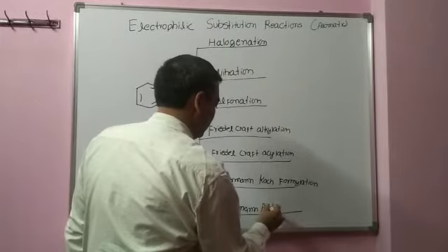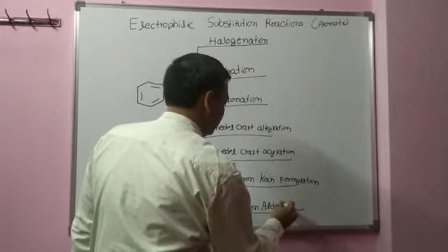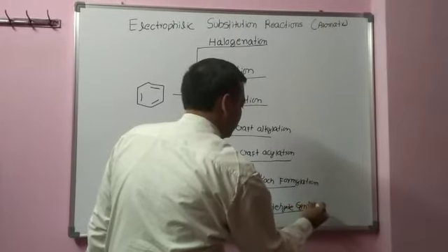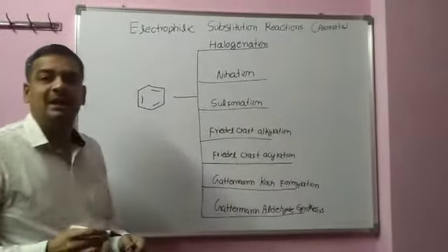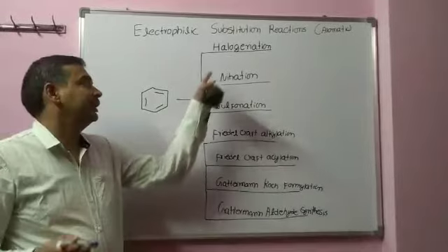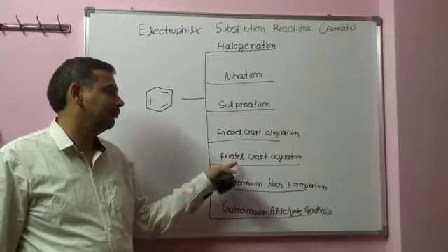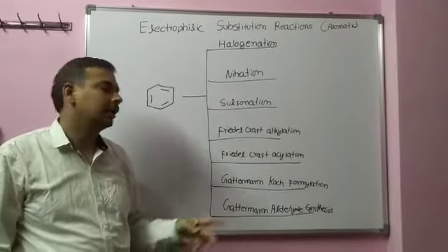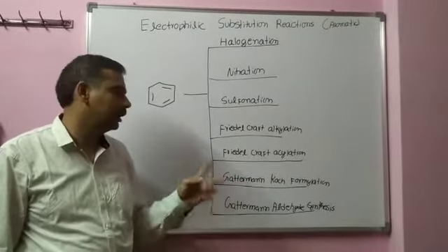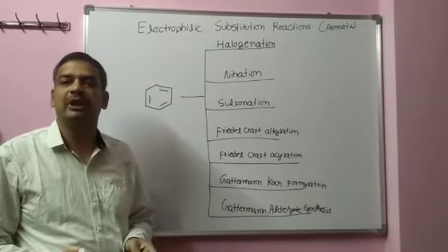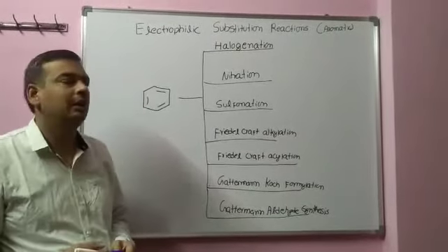Gattermann aldehyde synthesis. So benzene undergoes halogenation, nitration, sulfonation, Friedel-Crafts alkylation, Friedel-Crafts acylation, Gattermann-Koch formylation, and Gattermann aldehyde synthesis. These are the electrophilic substitution reactions that take place on benzene.